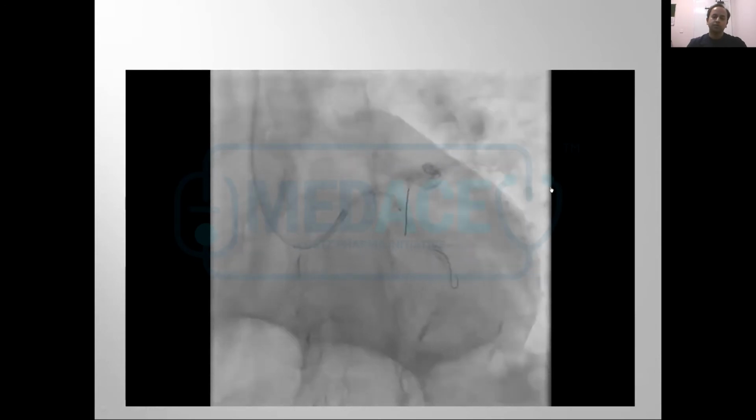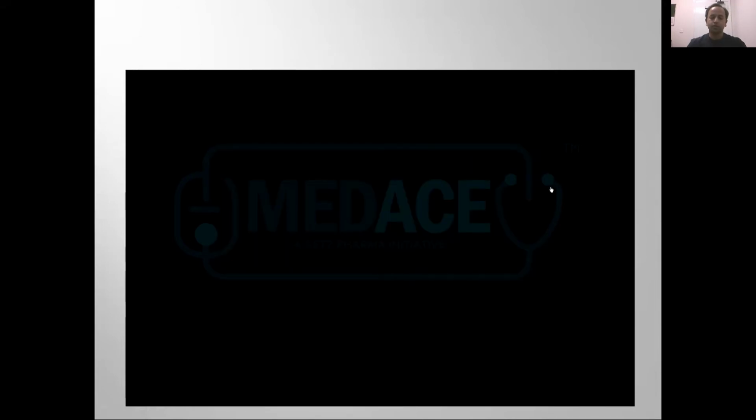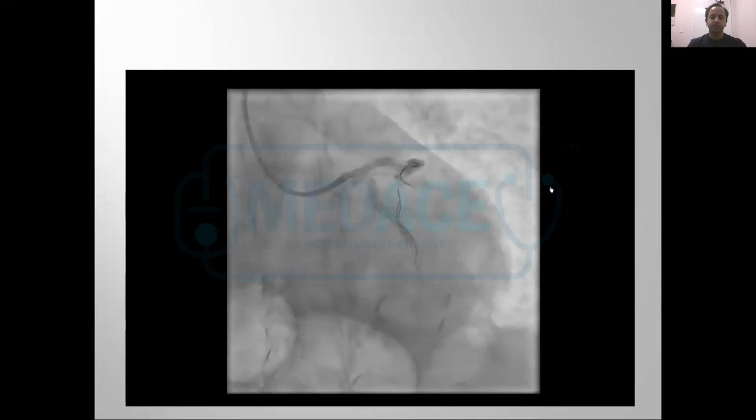We have now planned to stent. Because the ostium of the circ was also severely stenosed, we were doing a PTCA of the circumflex. So this is the check injection after the PTCA to see for any complication.